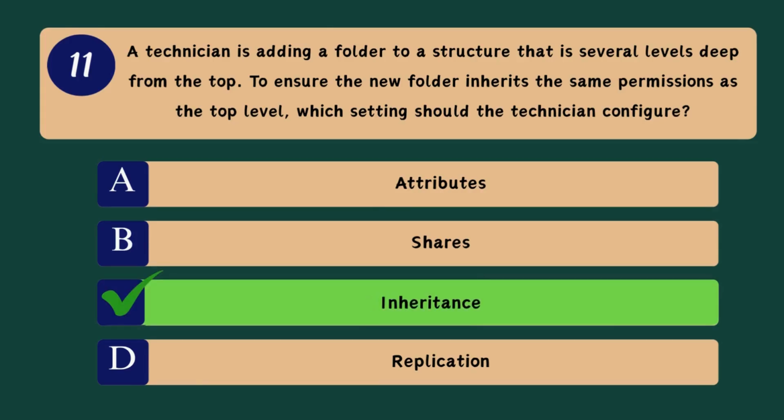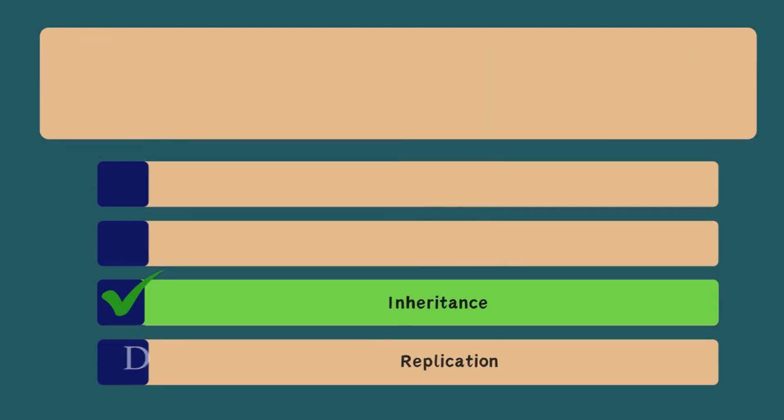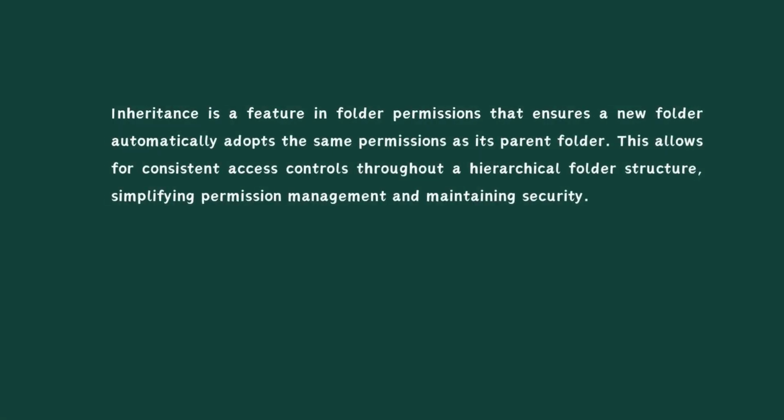Correct answer: C. Inheritance. Inheritance is a feature in folder permissions that ensures a new folder automatically adopts the same permissions as its parent folder. This allows for consistent access controls throughout a hierarchical folder structure, simplifying permission management and maintaining security.